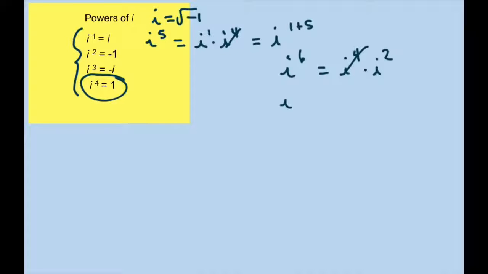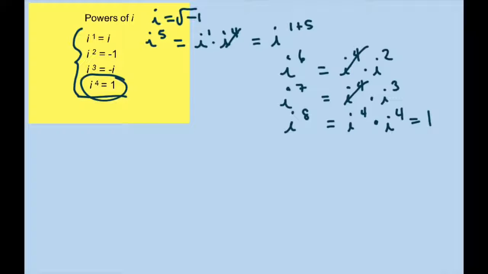i to the 7th is going to be i to the 4th times i cubed. So that's going to give you 1 times i cubed, which is just i cubed again. And then you get i to the 8th. That's i to the 4th times i to the 4th, which is just 1 times 1, which equals 1. So it repeats every 4.